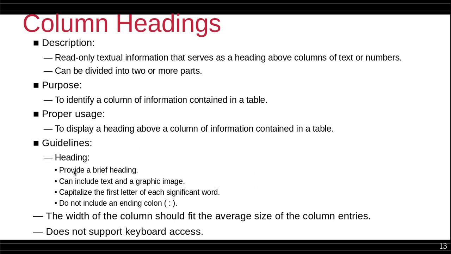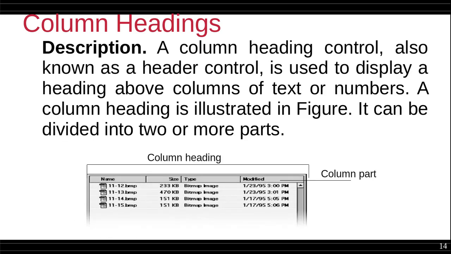Guidelines of heading now. Provide a brief heading. Heading can include text and a graphic image. Capitalize the first letter of each significant word. Do not include an ending colon. The width of the column should fit the average size of the column entries. Doesn't support keyboard access. Description: a column heading control, also known as header control, is used to display heading above columns of text or numbers. A column heading is illustrated in the figure. It can be divided into 2 or more parts, column heading and column part, like this.